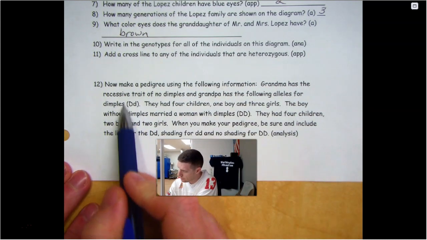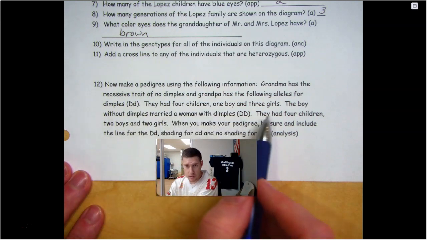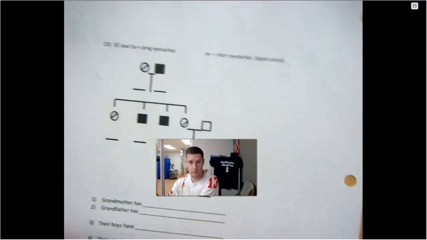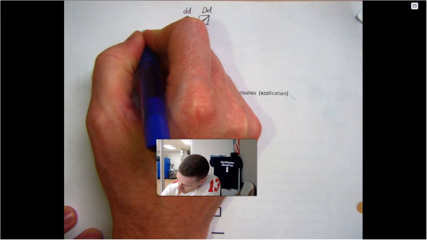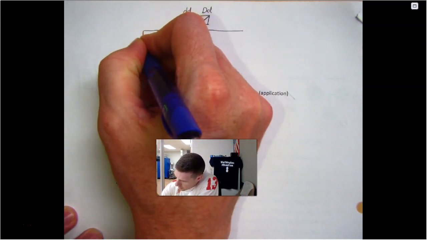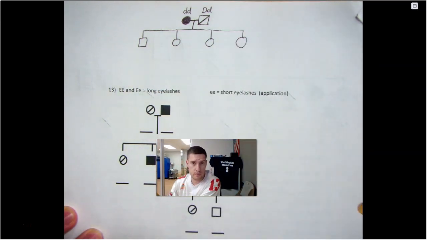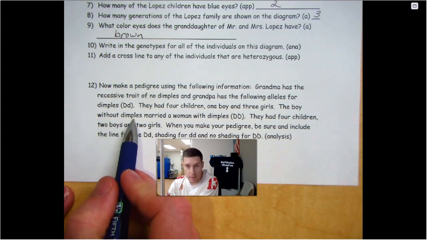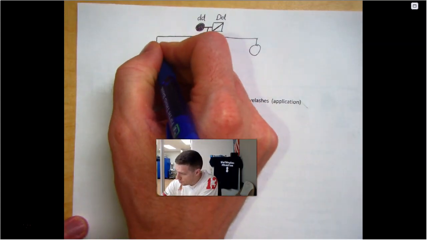Okay. Grandpa has the alleles for dimples. They have 4 children, 1 boy and 3 girls. Okay? They only tell us that in this order. Therefore, we can assume that that's the birth order. 1 boy, 3 girls. Okay? They have 4 children, 1 boy, 3 girls. One boy, 3 girls. Okay, so far so good. They have 1 boy, 3 girls. The boy without dimples, they just told you his phenotype. The boy without dimples, therefore he is shaded in.